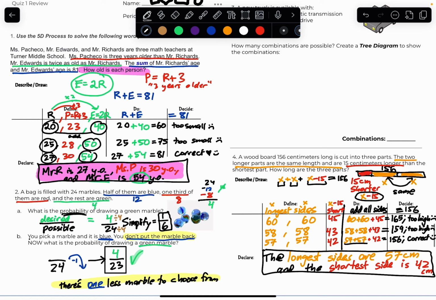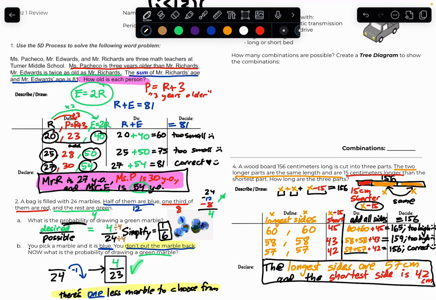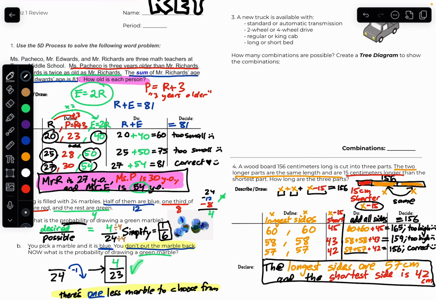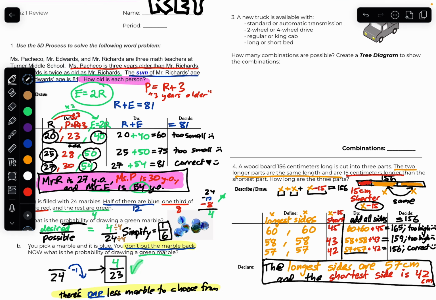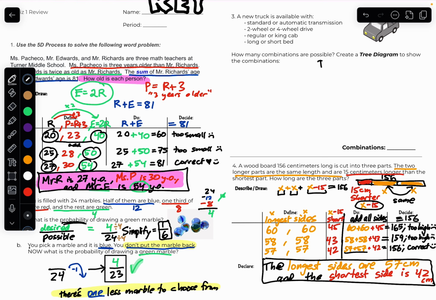And we only have one more question left. Are you ready? So which question's left? Number 3. Let's try number 3. All right, so number 3 should be a quick one. It's just gonna take a little bit of space to fit it on your paper. It says a new truck. I'm just gonna write truck. A new truck is available with 2 different transmissions.